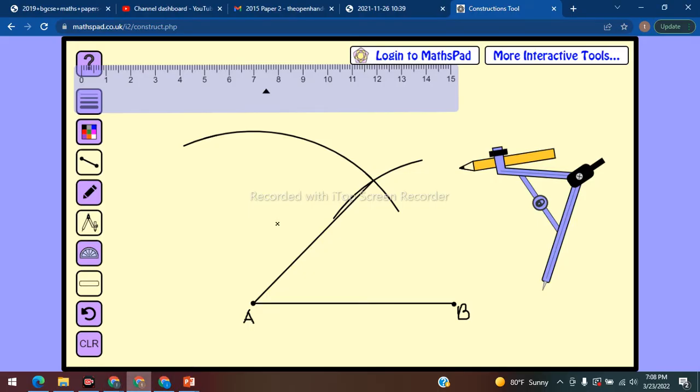Okay, so let's go back. So now we had to connect them, right? Okay, good. And so we're gonna label this as C. So from A to C is 7 centimeters, right? Yes, sir. From A to C is 7 centimeters.